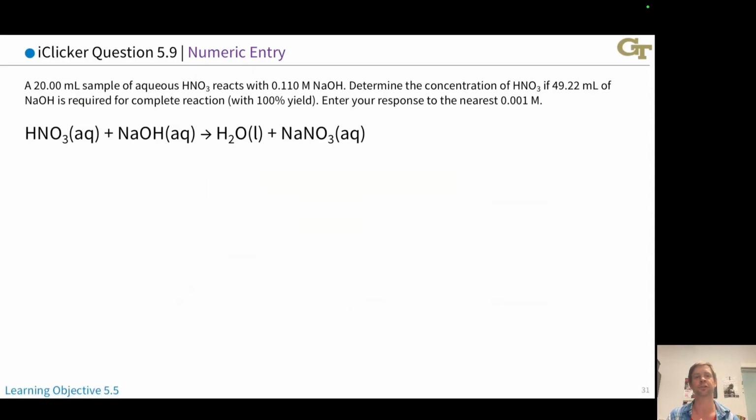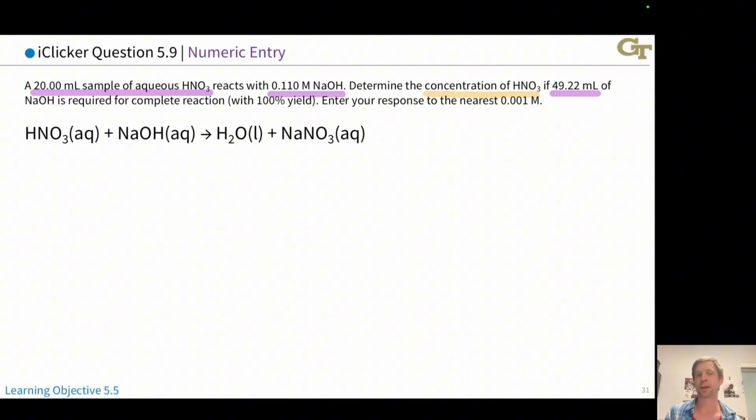And a typical situation is a problem like this. We've got a volume of an aqueous HNO3 solution reacting with an NaOH solution of known concentration. And what we ultimately want to know is the concentration of the HNO3 solution. So we're mixing two aqueous solutions, HNO3 and NaOH. I know the volume of the HNO3. I know the concentration and volume of the NaOH solution, 49.22 milliliters of NaOH is required for complete reaction. And the question is, what is the molarity of the HNO3 solution?